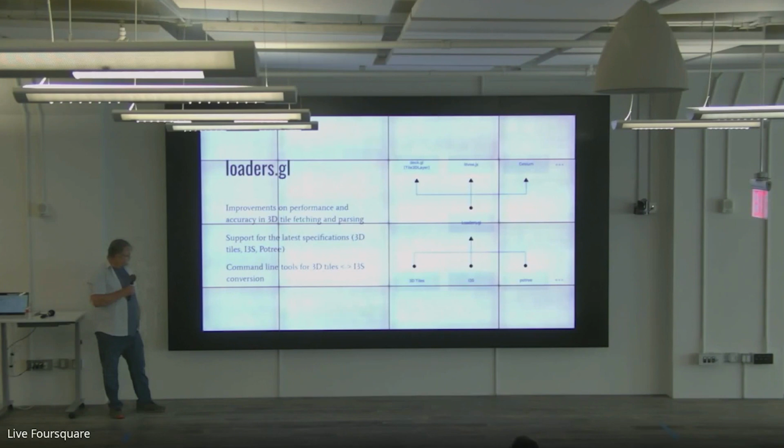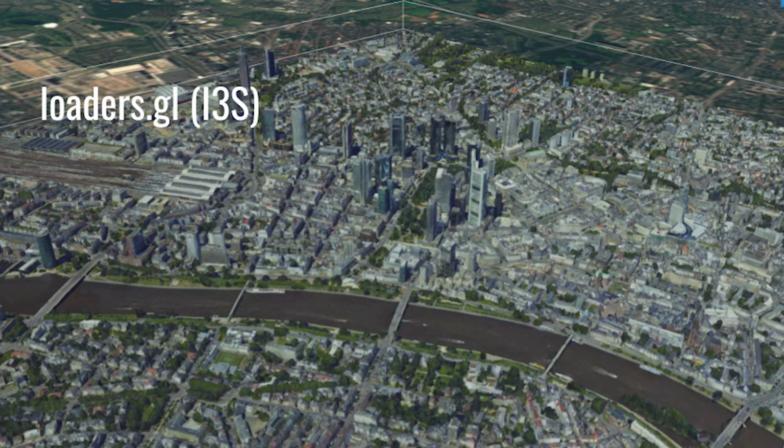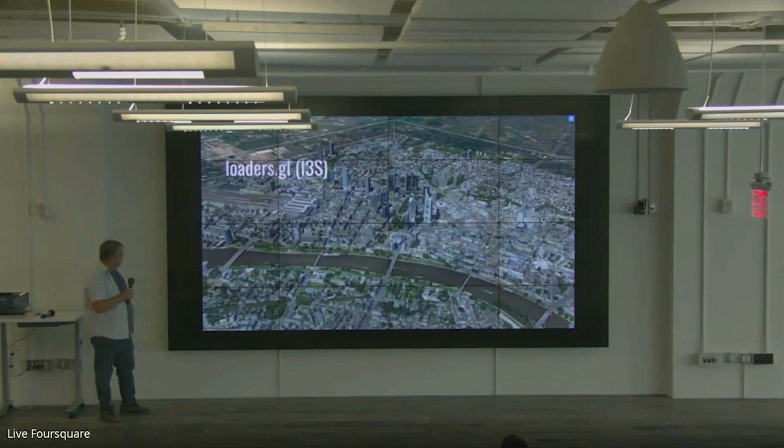Another big contribution coming from S3 and Action Engine is the converters. If you haven't really made your choice on whether you want to work with the 3D tile standard or I3S, Loaders.gl comes with command line tools for converting big data sets. This is an example of I3S Frankfurt, maybe.